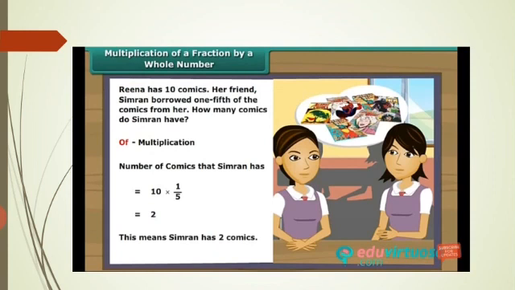She borrowed 1 by 5. So you can cancel up and down, because 10 is there and also 5 is there. It can be divided using the fifth table: 1 5 is 5, 2 5s are 10. So 2 into 1, the answer you get is 2. Thus Simran has 2 comics. The question asks how many comics, no? That you need to write in the last sentence.